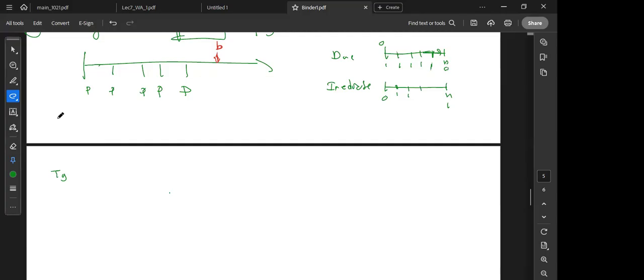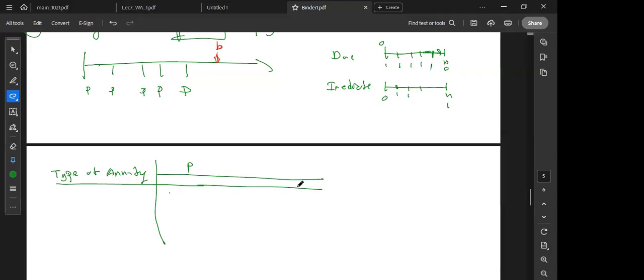So since the premium is paid from the beginning of the year, we will use annuity dues. So the type of annuity, the present value. And we have discrete and continuous.